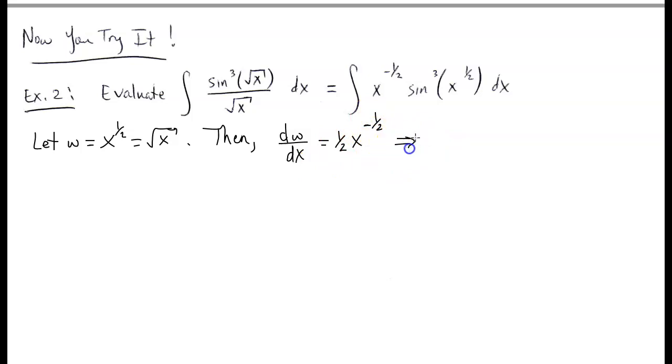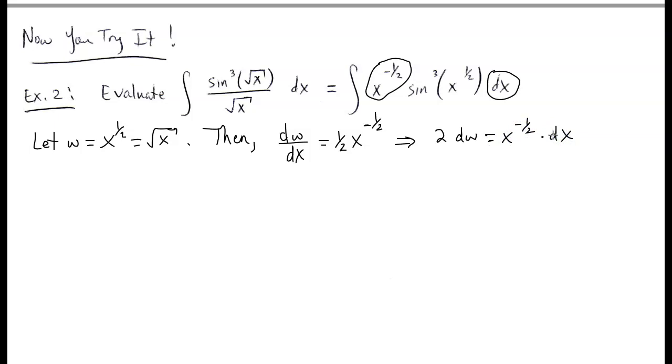And we could rearrange this here so that we could solve for what x raised to the negative 1/2 dx is going to be. And we know that because we see we have an x raised to the negative 1/2 here, dx here, that we want to replace. So if we want to do that, we just do some rearranging, multiply both sides by 2, as well as multiply both sides by dx.